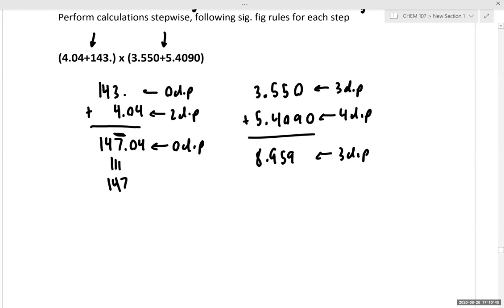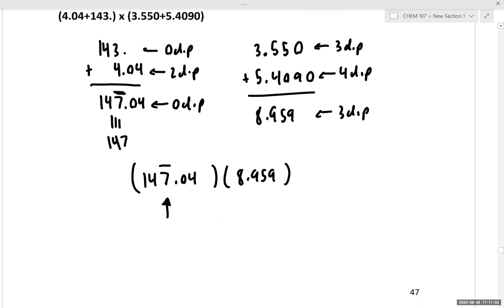Okay, so now that we have both of our numbers, we're then going to multiply them together. So we have 147.04 times 8.959. And my question to you is, how many digits in 147, when we have a bar over our 7, how many significant digits does 147.04 have using bar notation? How many significant digits does this number have? 3, yep. It has 3 significant figures because anything after the bar is not significant.